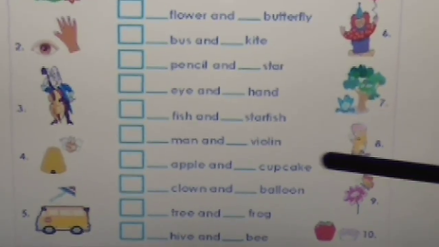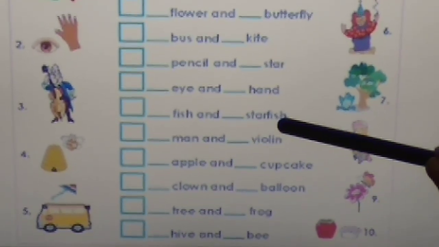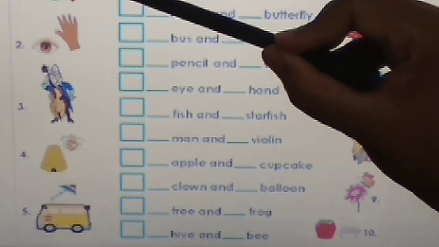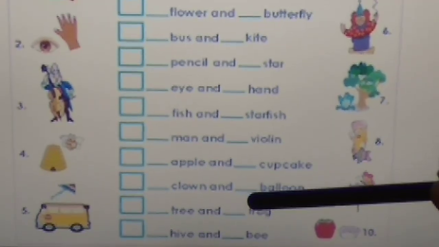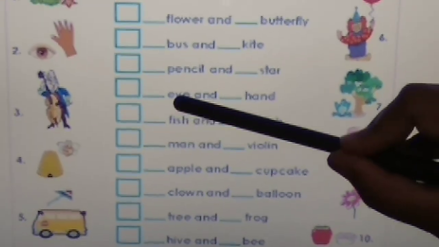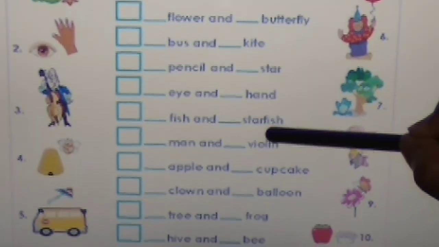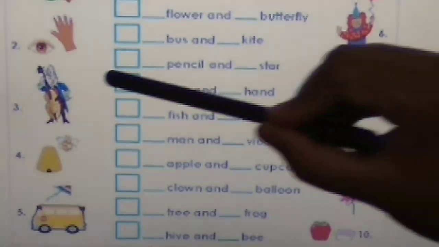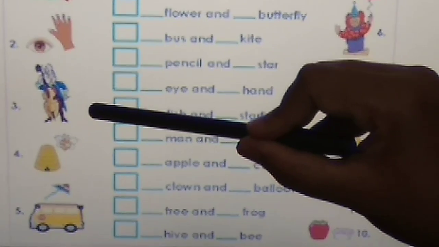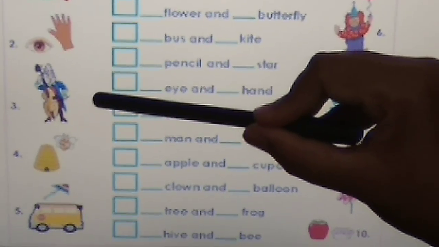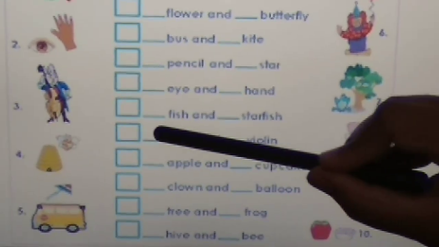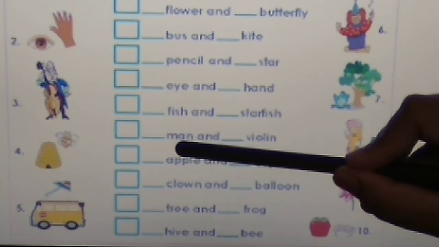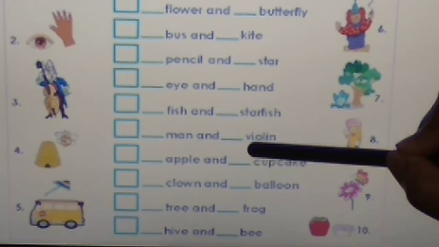In the same way, find out fish and starfish. This is the picture, fish and a starfish. In the box you are going to put number 1. A fish and a starfish. Find out man and violin. This is the man and the violin. This picture is at number 3. So in the box put number 3 and write before a man and a violin.